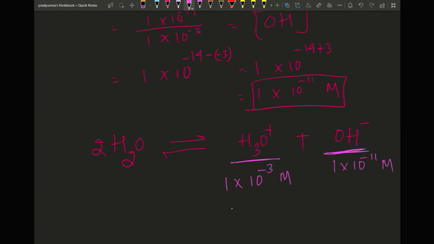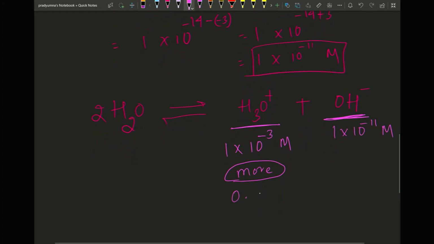So which one is more? This is more, right? This is a bigger number, guys. If I write this one, it would be 0.001, and this one would be 0.00000000001. So which one is a bigger number? This one is a bigger number, right? So when you have more H3O plus, the solution is acidic. All right, so that's the answer.